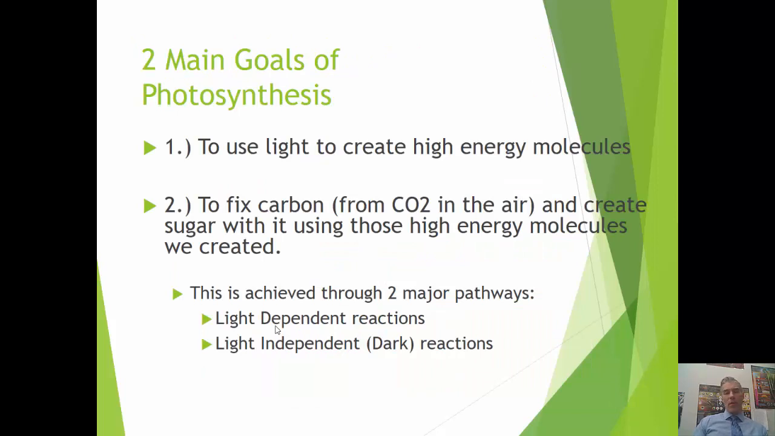The two goals of photosynthesis are to use light to create high energy molecules, and then to use those high energy molecules to not fix carbon, but to take fixed carbon and create sugar. They provide the free energy that we want to store in the sugar itself. And that happens through two main reactions: the light-dependent reactions, sometimes just deemed the light reactions, and the light-independent reactions, sometimes deemed the dark reactions.